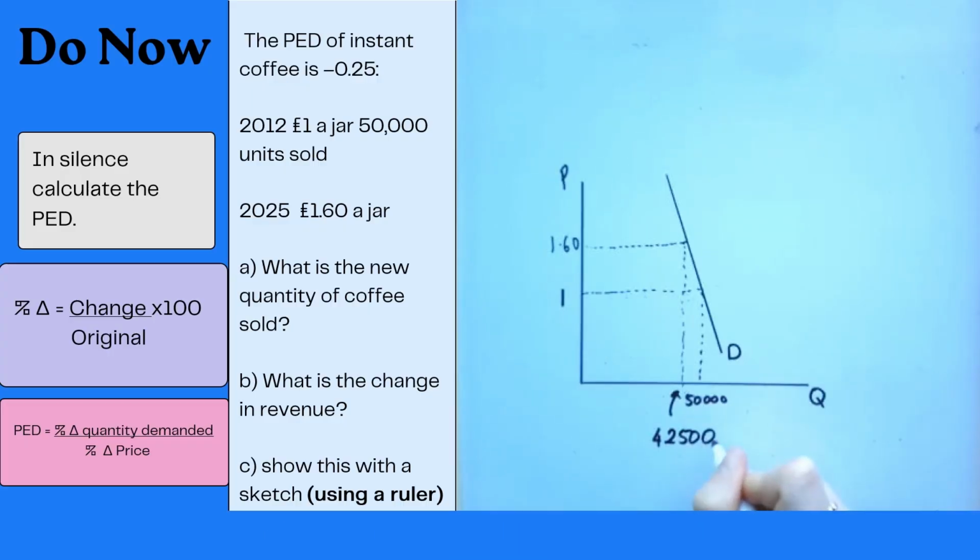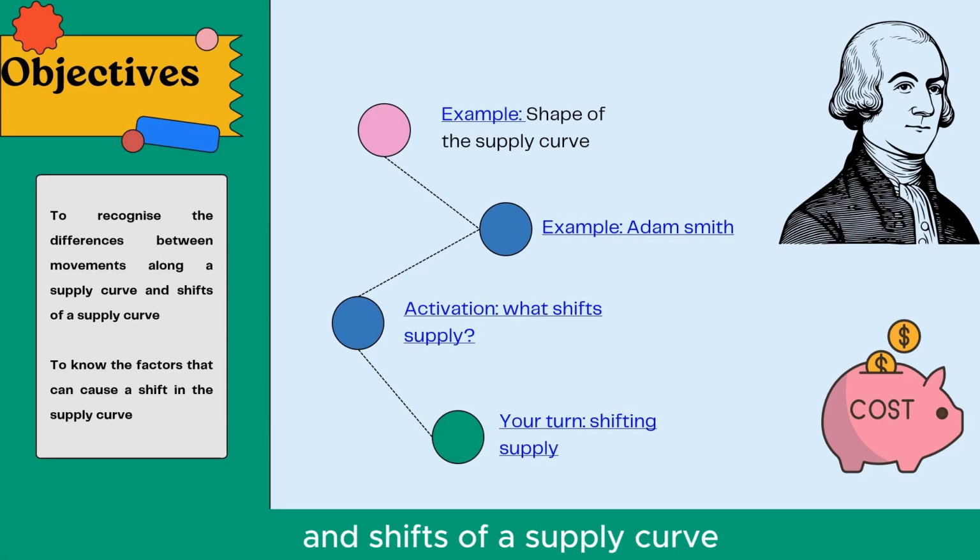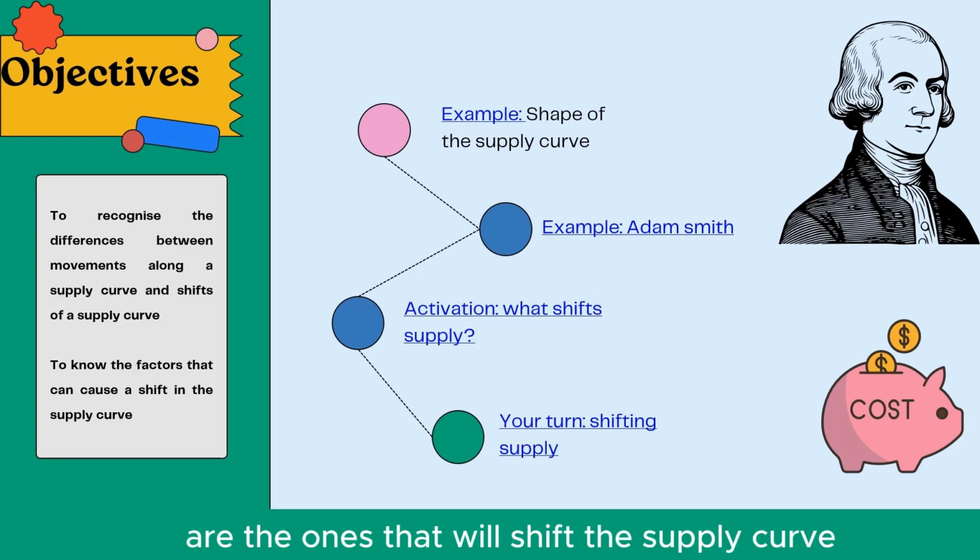So we're going to put the new price as £1.60 and our new quantity as 42,500 units. Our objectives today are to recognize the difference between movements along a supply curve and shifts of a supply curve, and to also know what factors are the ones that will shift the supply curve.